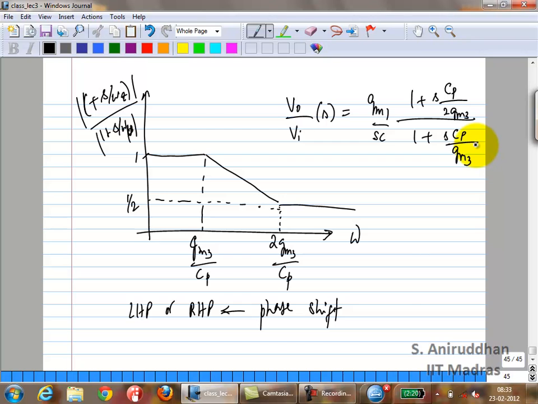Okay. This is what you get for the overall transfer function. To calculate this, we have basically completely neglected GDS, right? Obviously we assume GDS is very small. That's when you'll get this. If you want to add GDS, then you know that to SC you're going to have to add G out. Correct? So the actual expression will be GM1 over SC plus G out.